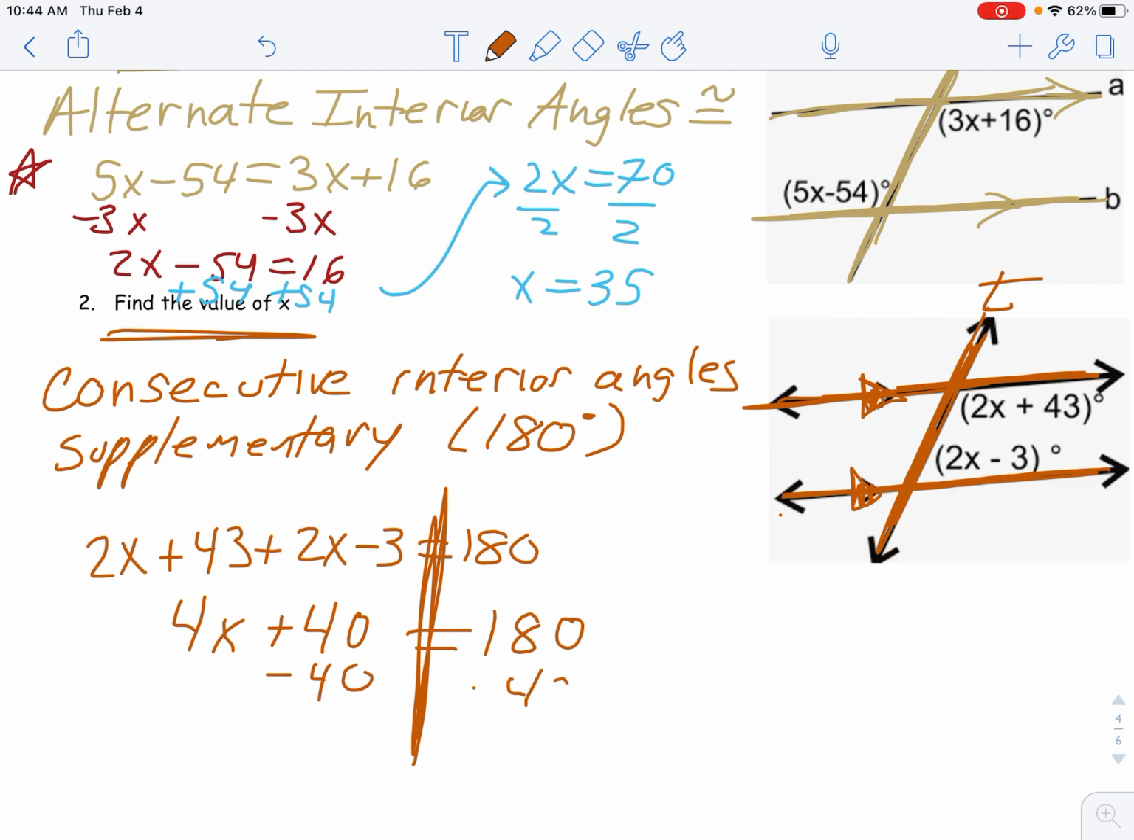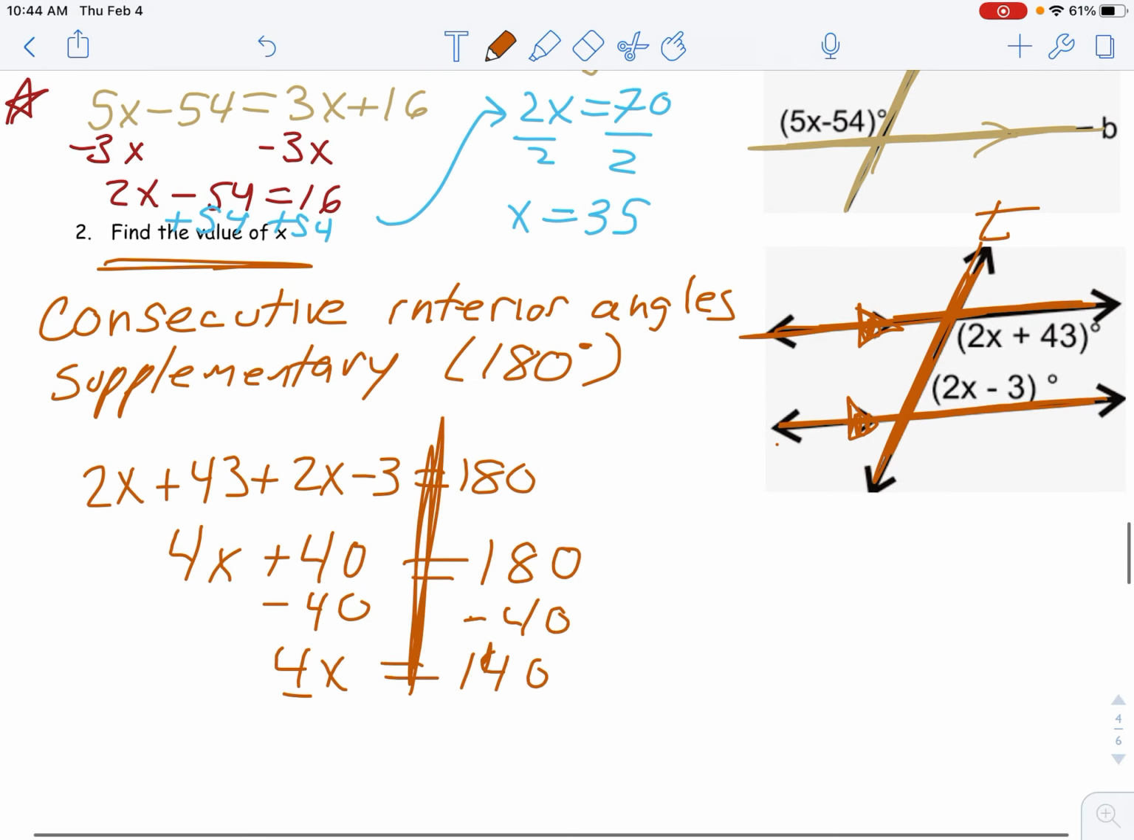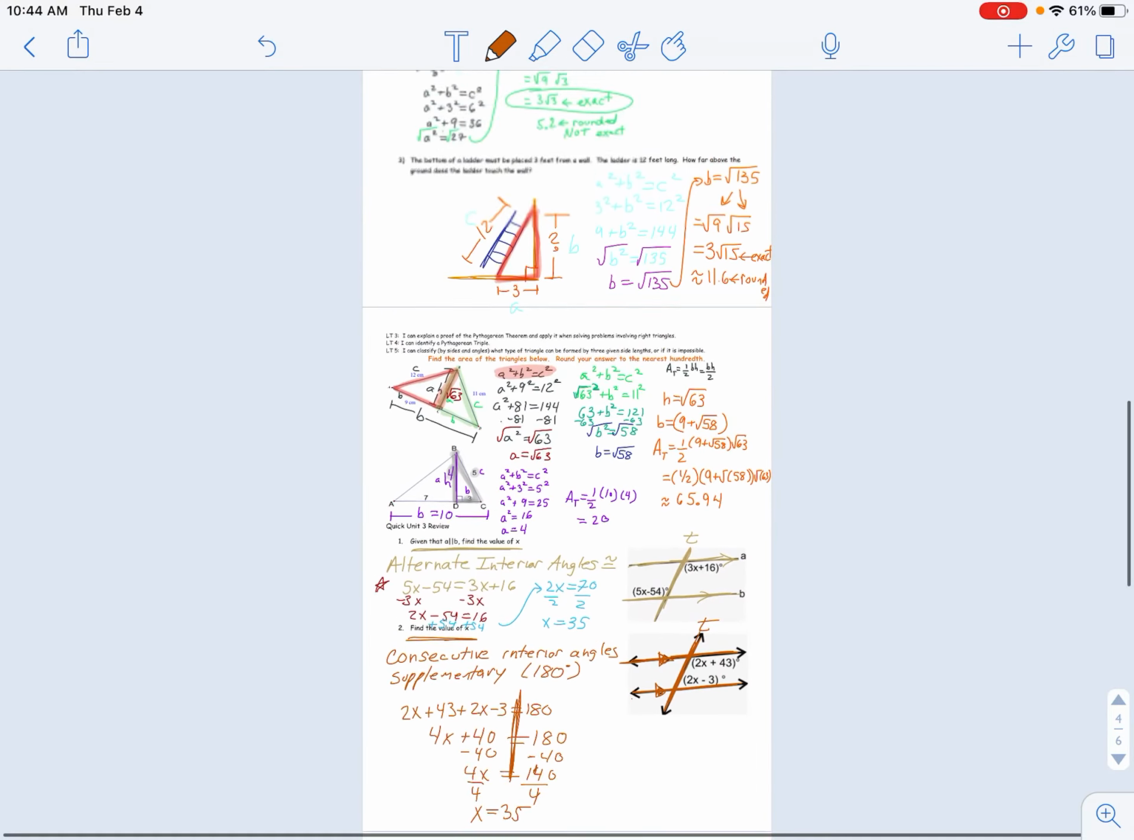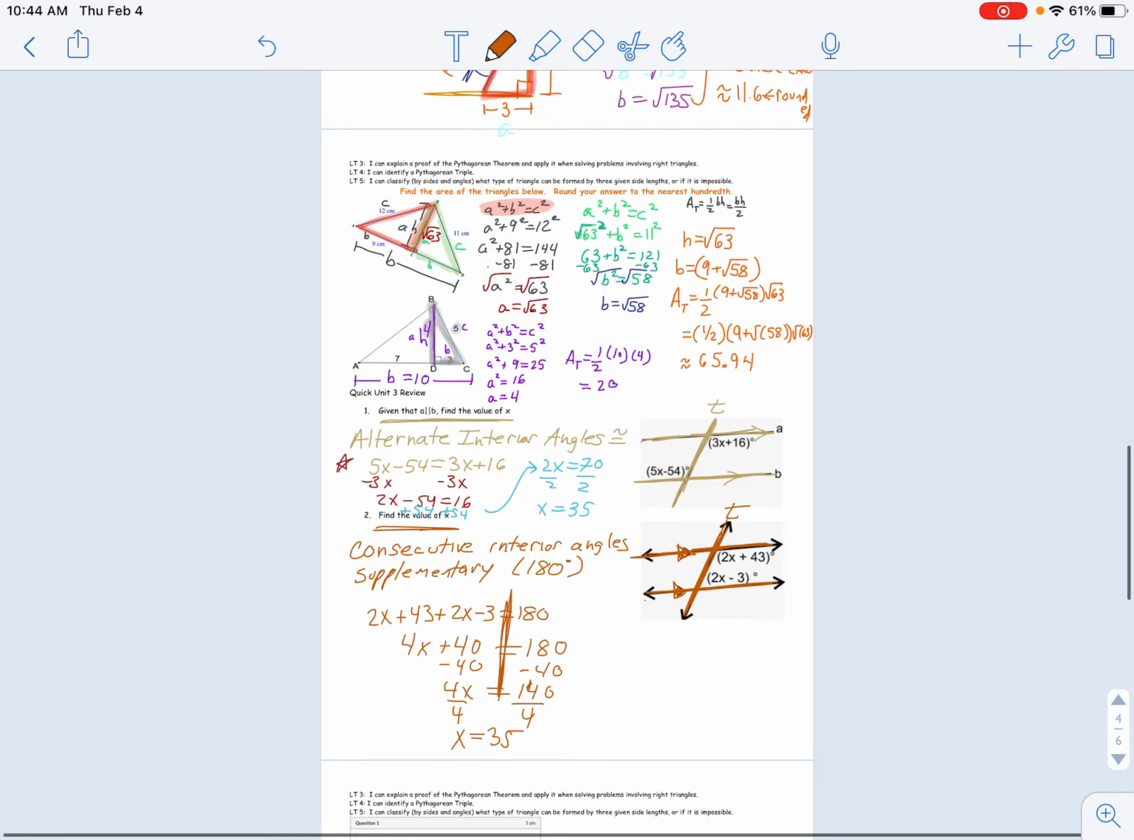Subtract 40 from both sides. Get 4x equals 140. And this is kind of crazy. Divide both sides by 4, x again equals 35. So it's just kind of a quick review. We're going to do that throughout this unit, have a quick review of this and that and this. Just keep our brain fresh.